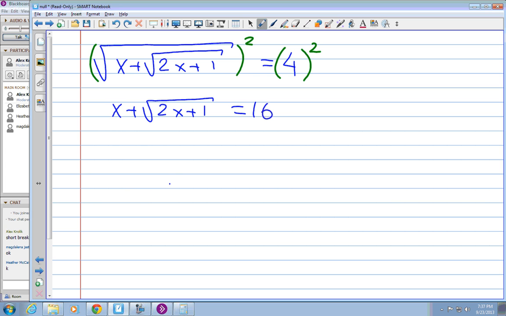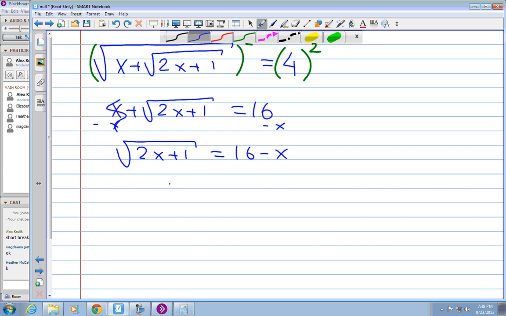Is that okay? So step 1, step 2, step 3: check for more radicals. Yeah, there is still a radical left. So go back to step 1 to isolate that radical. I need to isolate the square root of 2x plus 1, so I'm going to subtract x from both sides. That leaves me with the square root of 2x plus 1 equals 16 minus x. Is that okay? And now square both sides again, because we have an isolated radical. Square both sides.